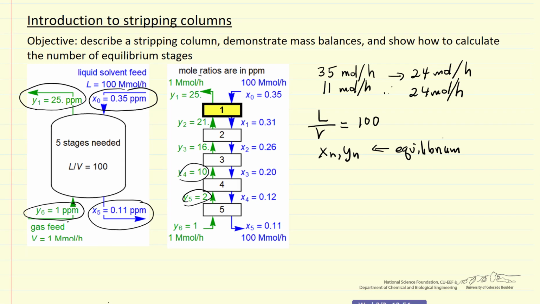Now the equilibrium we're modeling by Henry's law because of low concentration. So yn equals Henry's constant over pressure times xn. So in this case, Henry's constant has units of pressure.